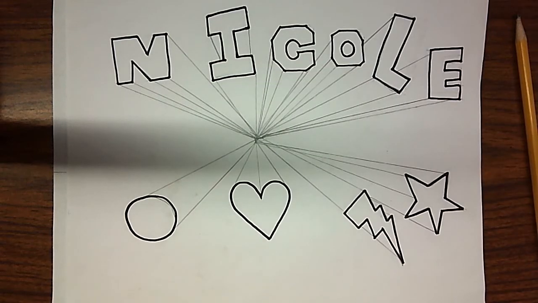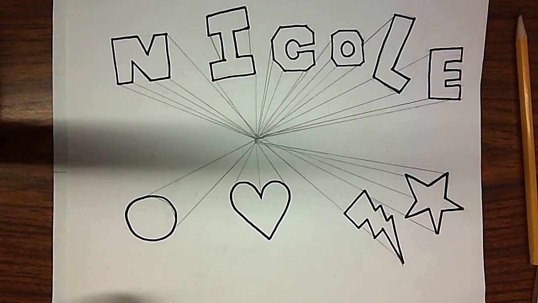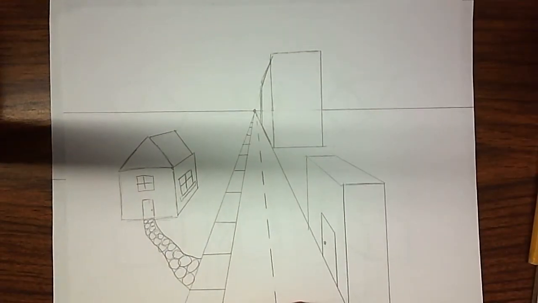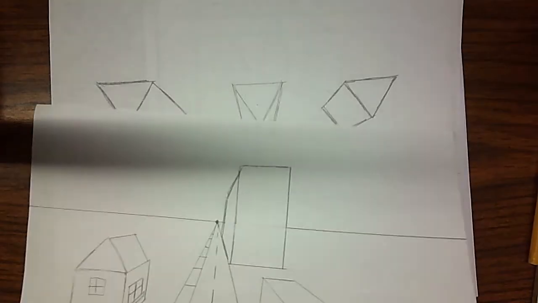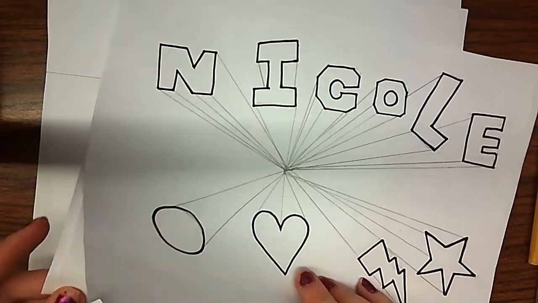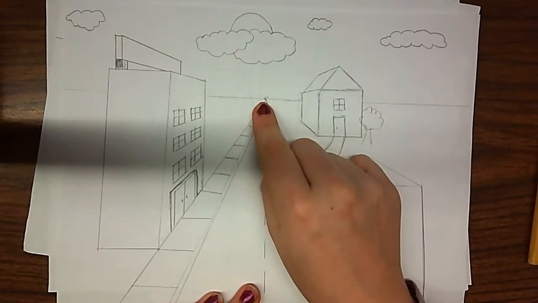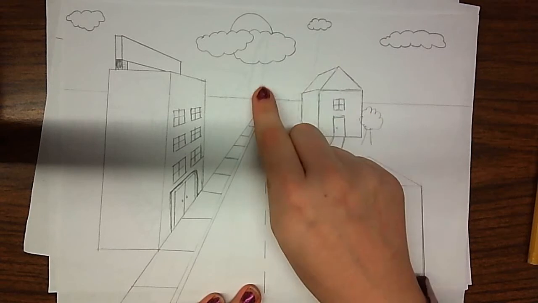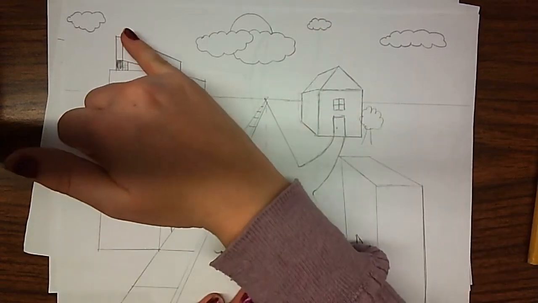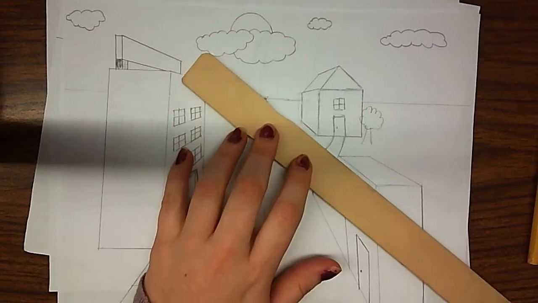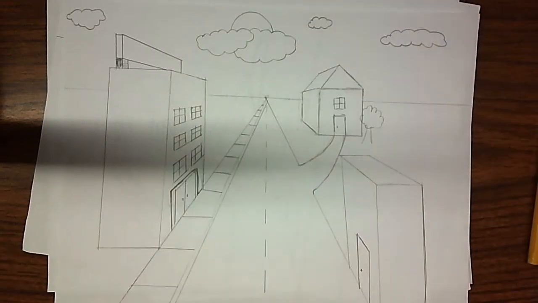Hello. Today we are going to be working on our 1-point perspective names. The past few weeks we have been drawing a 1-point perspective streetscape. And similar to this streetscape, we are going to have a vanishing point, and then shapes or the letters to our names are going to have receding lines that lead to our vanishing point.